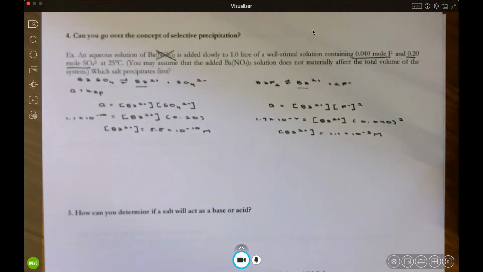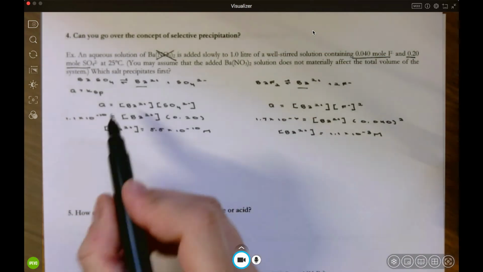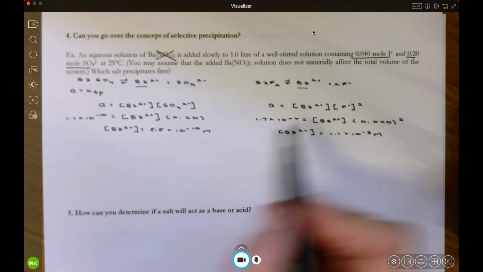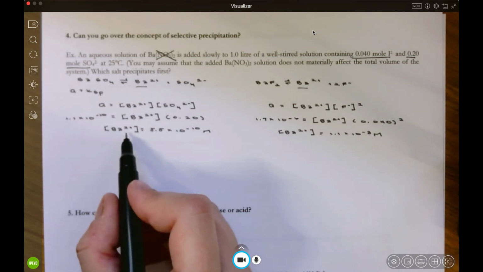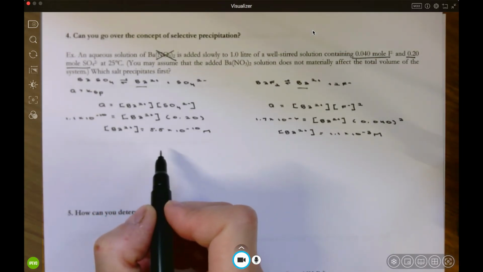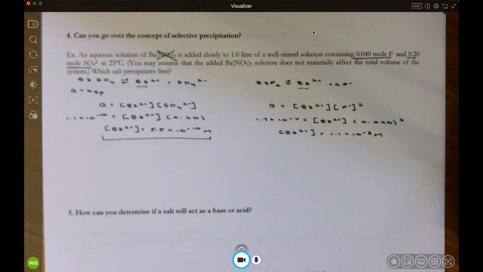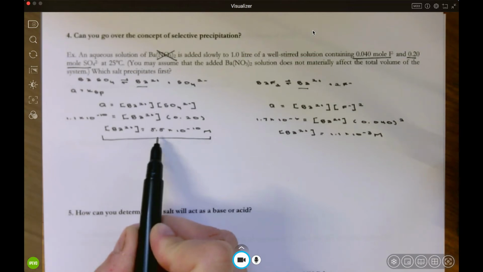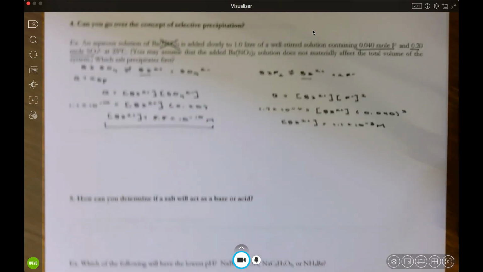So if you think about it, I literally start off with just sulfate and fluoride, and then I slowly, drop by drop, add barium ions. So what you're looking for, the solid that's going to precipitate first is the one that requires less barium ions, because as you're slowly adding barium, whichever one requires less barium is the one that'll precipitate out first. So barium sulfate is going to precipitate out first. And if I said what concentration of barium is necessary to cause a precipitation, any value above 5.5 times 10 to the negative 10th will cause barium ions to precipitate out of solution. Okay? So that's selective precipitation.